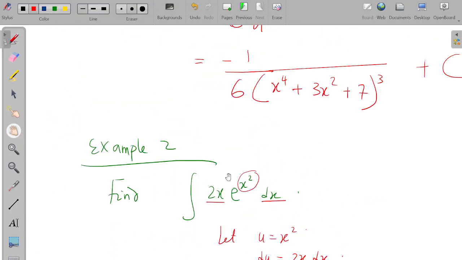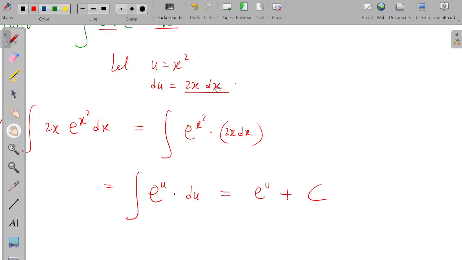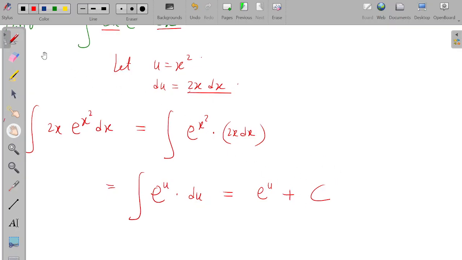Let me see if we add c. Yeah, we add a c. Don't forget to add your c. But don't forget our u. What is our u? x raised to power 2. So e raised to x squared plus c. That's our answer. Please take note of that.